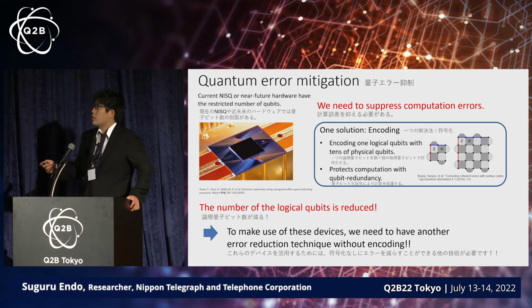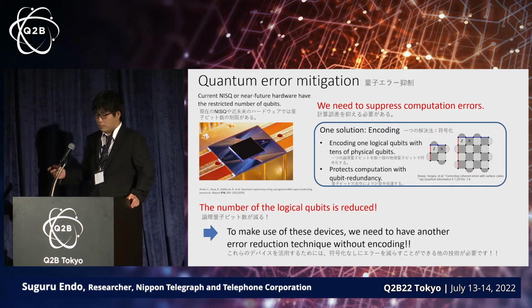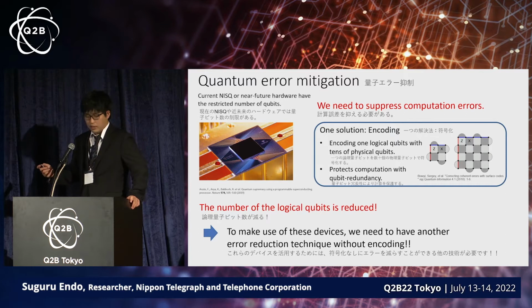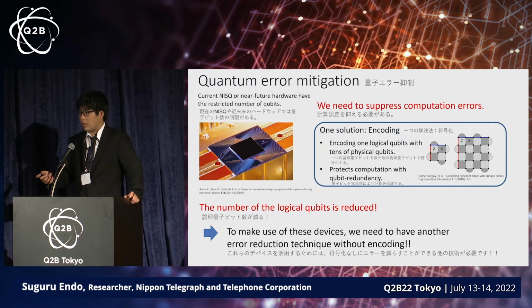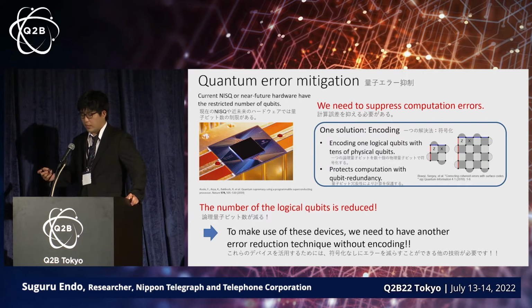Okay, then I'd like to talk about what quantum error mitigation is. As I explained, current NISQ or near-future hardware has a restricted number of qubits. And in addition to that, the effect of errors is very significant. So we need to suppress computation errors to extract useful results from quantum computers.